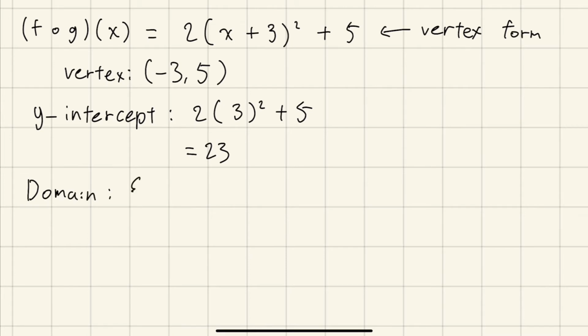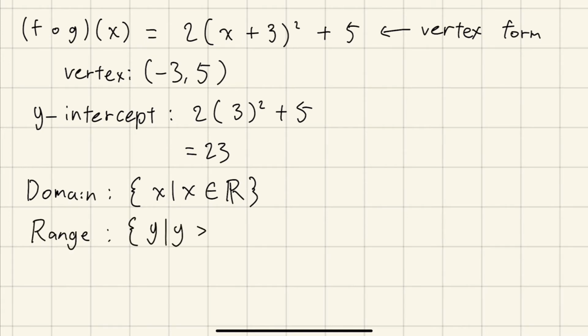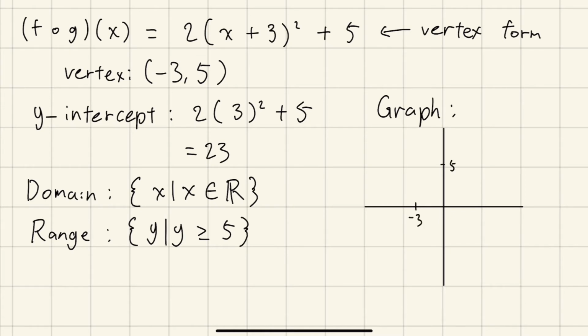With this information, we can deduce the domain and range of the function. The domain of x will be all real numbers, whilst the range will be y is greater than or equal to 5. A sketch of the graph can be seen to the right. Keep in mind to annotate the important parts of the graph, such as any intercepts or specific plot points.